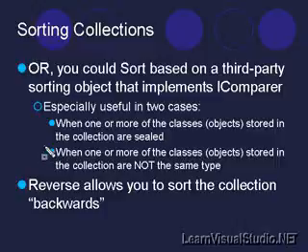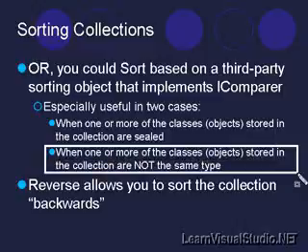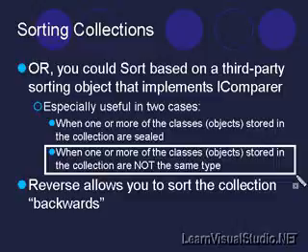Because quite frankly, the collections have no idea how to work with objects that they're not familiar with. The strings and integers have the equivalent of an IComparable interface built into them, but your objects need to implement that so that they can be sorted properly.